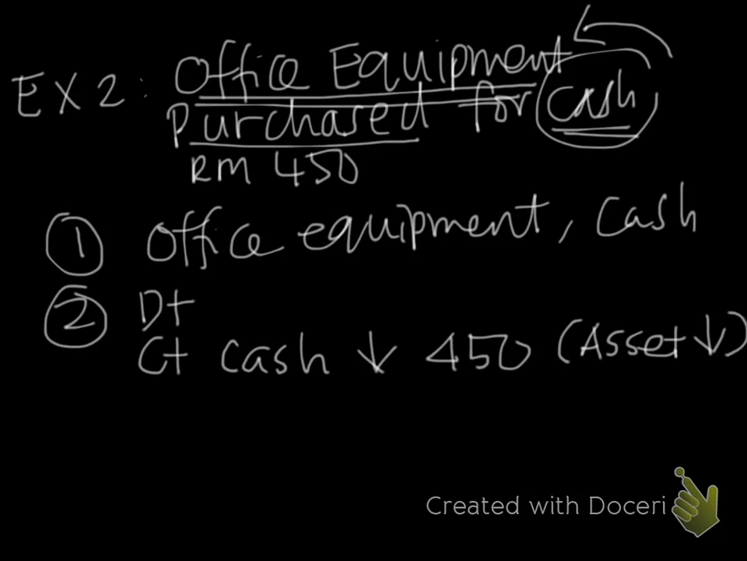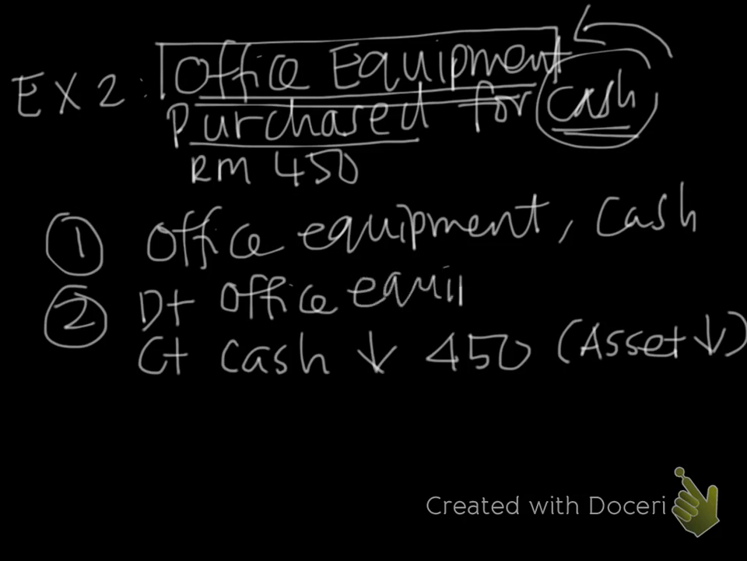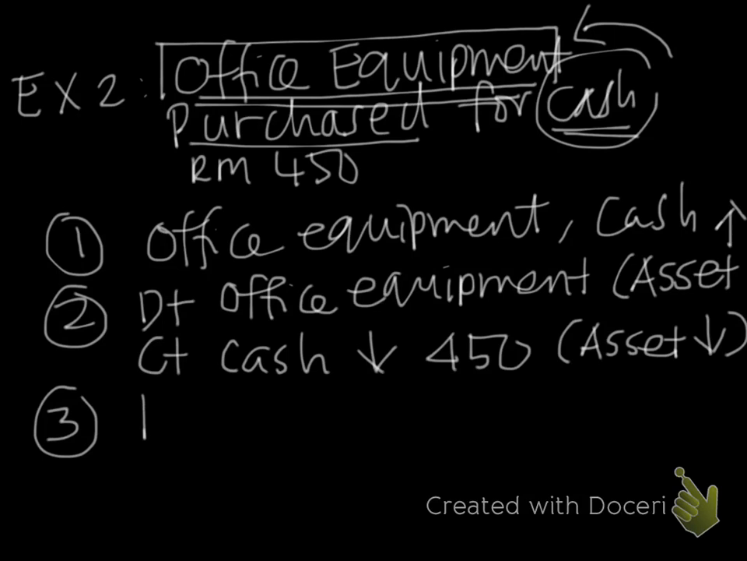And now we buy or purchase an office equipment. Office equipment is one of the asset account, so that we debit office equipment. It shows that our business asset increase. So now in the step 3, we record this transaction in T account.